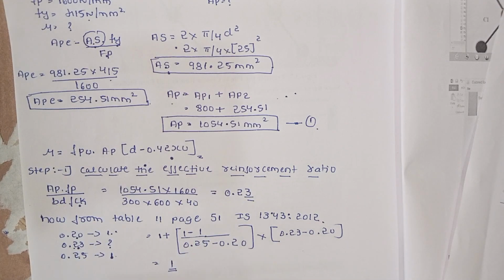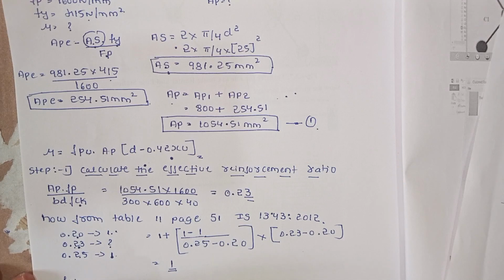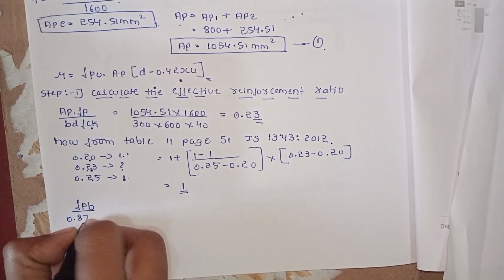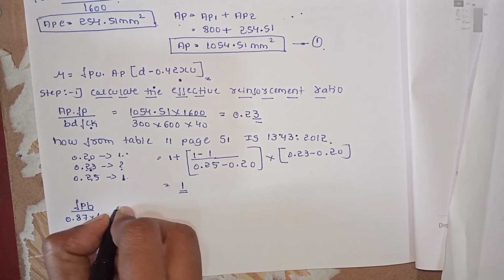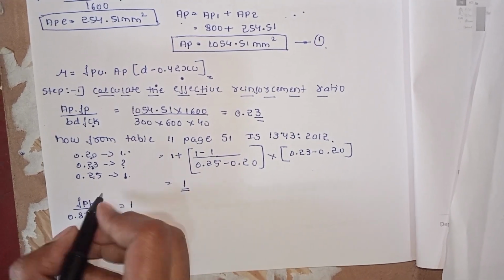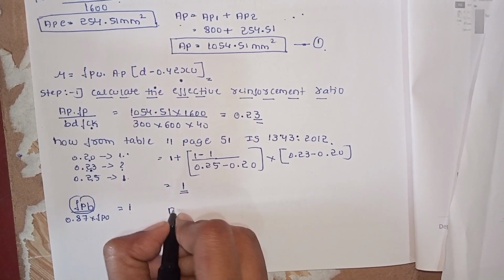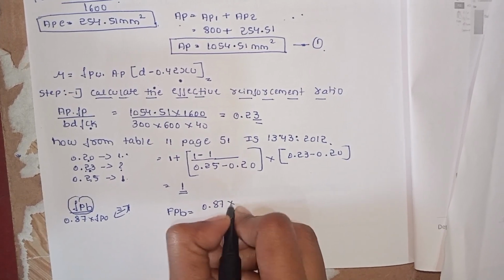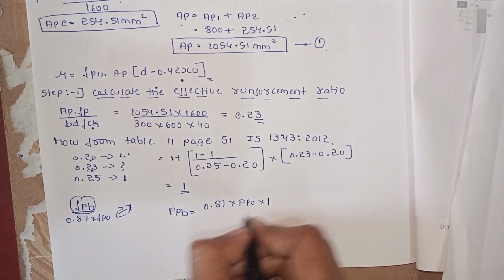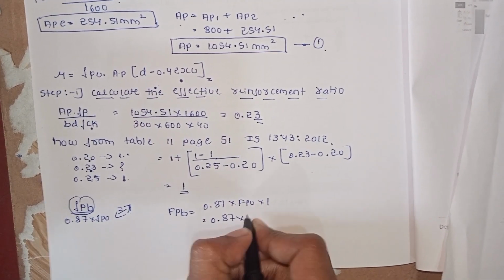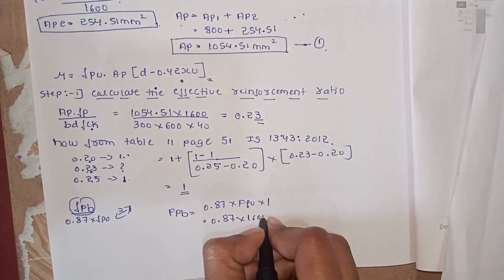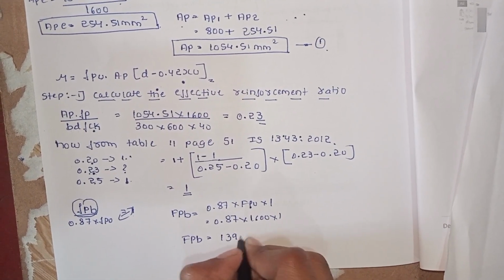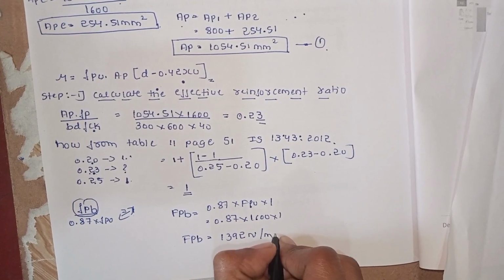Now fpb divided by 0.87 into fpu equal to, we got the answer as 1. Now we want the fpb value. So fpb equal to, cross multiplication, 0.87 into fpu into 1. 0.87 into fpu value given in the question, 1600, into 1. Now we got the answer as 1392 Newton per mm square.